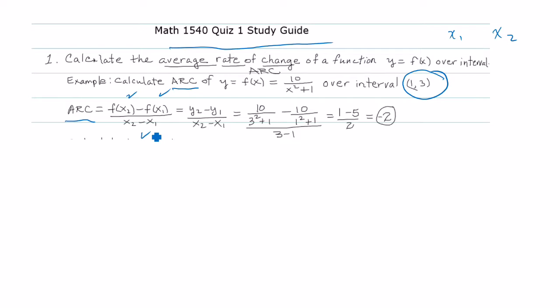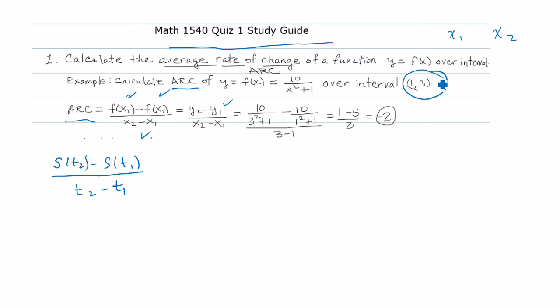It could also be, if you're talking about distance s, it could be s of t2 minus s of t1 divided by t2 minus t1. Okay? You can also write it as y2 minus y1 over x2 minus x1.